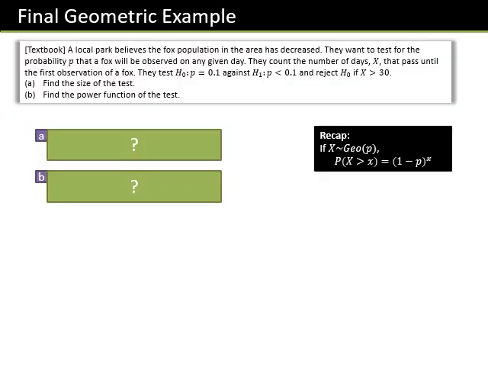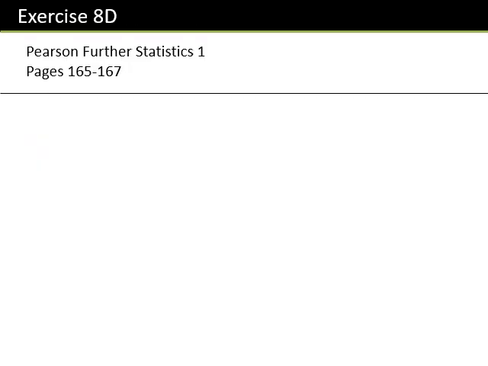What I'd like you to do now is read through another geometric example in the textbook, and then have a go at working through exercise 8D. For now, if you could leave the mixed exercise, because we haven't done exercise 8B because of normal distributions. If you could just leave that, we'll come back to that a bit later.